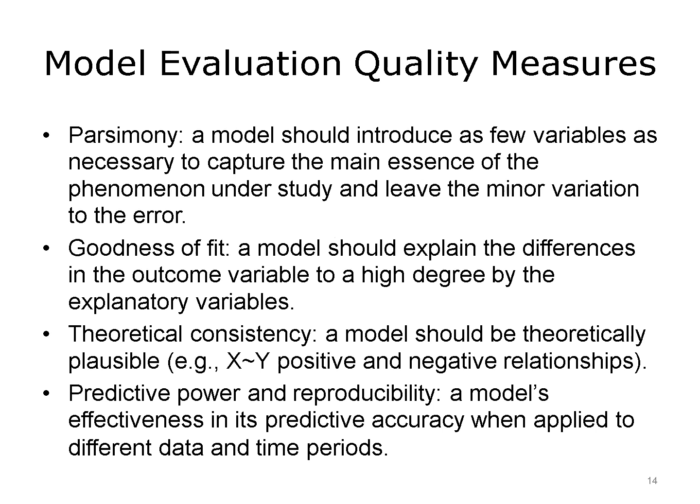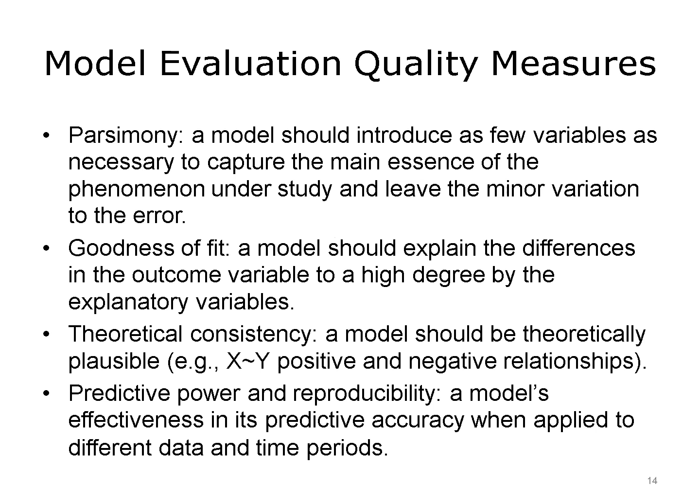A model needs to be parsimonious. This means that a model should introduce as few variables as necessary to capture the main essence of the phenomenon under study, and leave the minor variation to the error. For example, if a model is trying to predict cost for a given population, it is preferred to have the shortest list of independent variables that can explain the highest amount of variation in that cost.